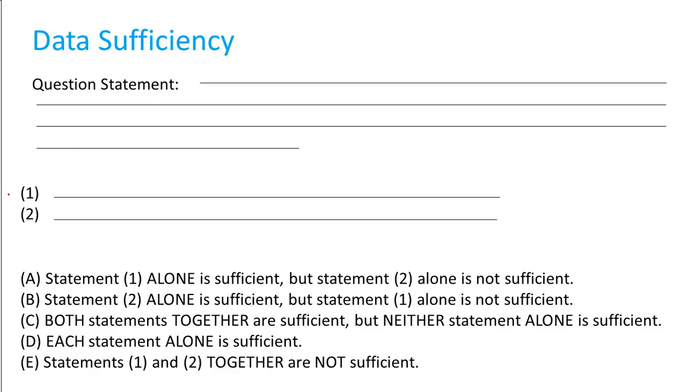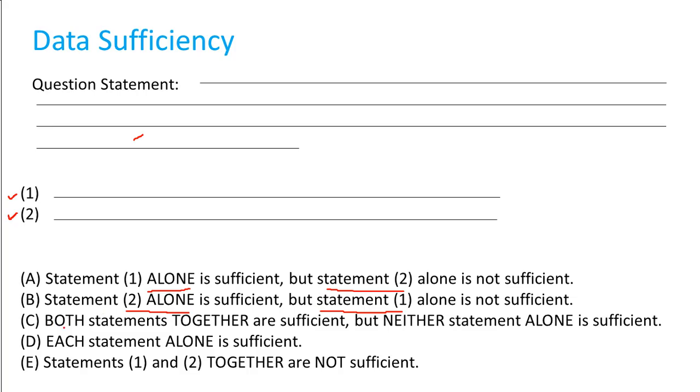Then you are given two statements, statement 1 and statement 2. These carry some information regarding the question statement. You need to tell whether, by the information provided in statement 1 and statement 2, you can answer the question or not. So we have 5 option choices. Option choice A says statement 1 alone is sufficient to answer the question, but statement 2 alone is not sufficient to answer the question. Option choice B says statement 2 alone is sufficient to answer the question, but statement 1 alone is not sufficient to answer the question.